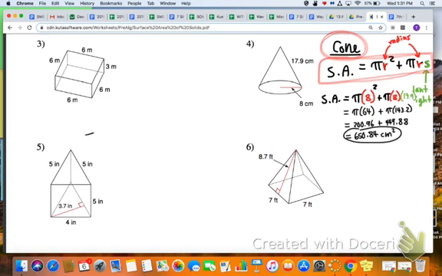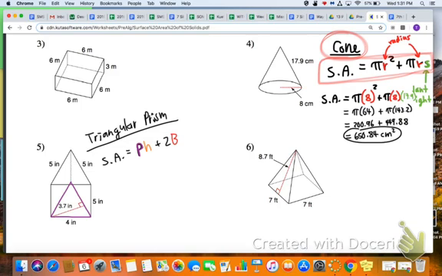All right, number 5. This is a triangular prism, okay? So this is the example that I alluded to earlier. For this one, we're going to use the same formula that we used in question 2, which was perimeter times height plus 2 times the area of the base, okay? So first, let's find the perimeter of my base. So here's my base.